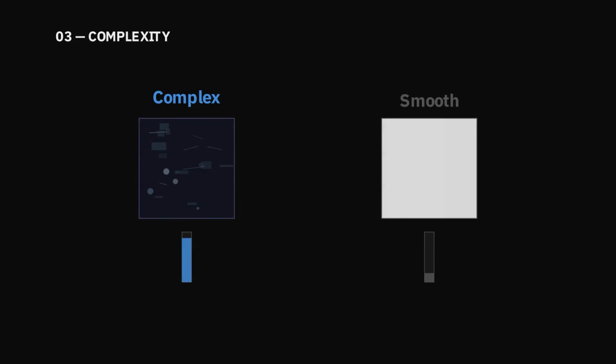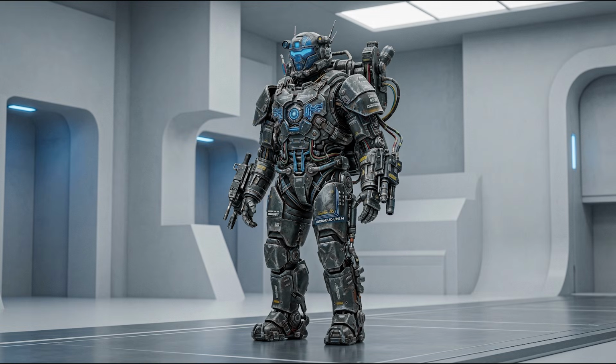The third one is complexity. A detailed textured surface is heavier than a clean, smooth one. The eye spends more time there, and more time means more weight. So if you want something to be the focal point, make it the most complex thing in the frame. You barely need to do anything else.